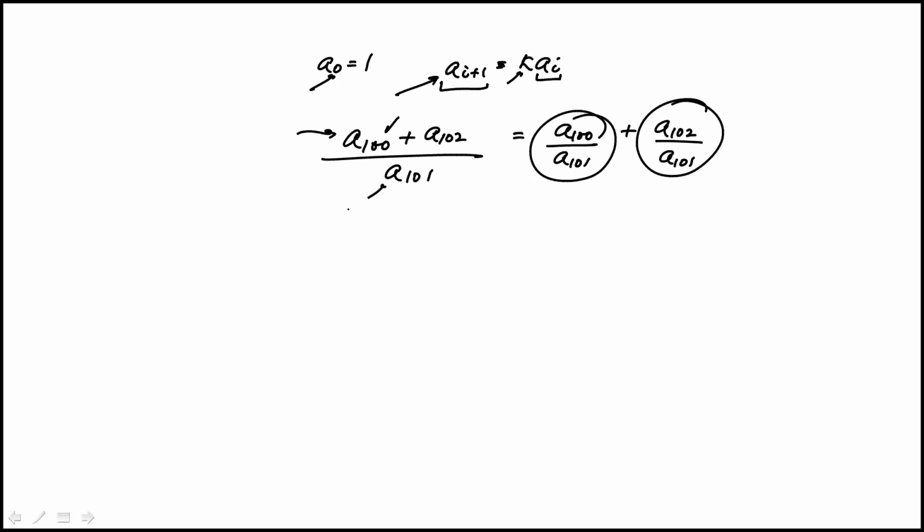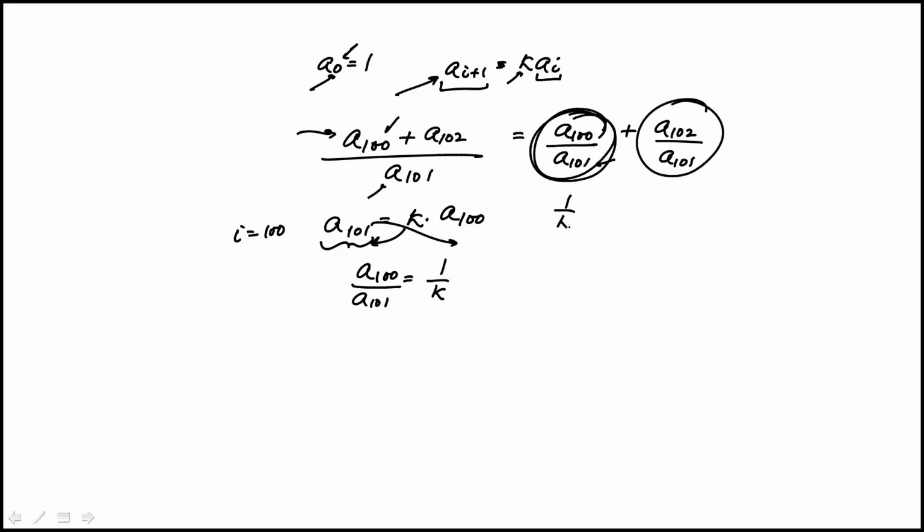So if we apply that condition, you'll see if i is 100, that tells me A sub 101, which is really the 101st term, or I should say 102nd, because A0 is the first, but it doesn't matter. We just need A with the subscript 101. That would be k times A100. That means A100 over A101 is 1 over k. I just moved that here and moved that over there. So this piece is 1 over k.